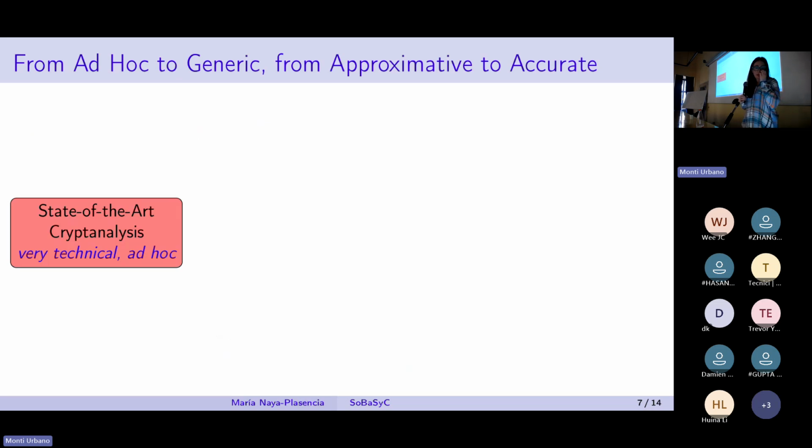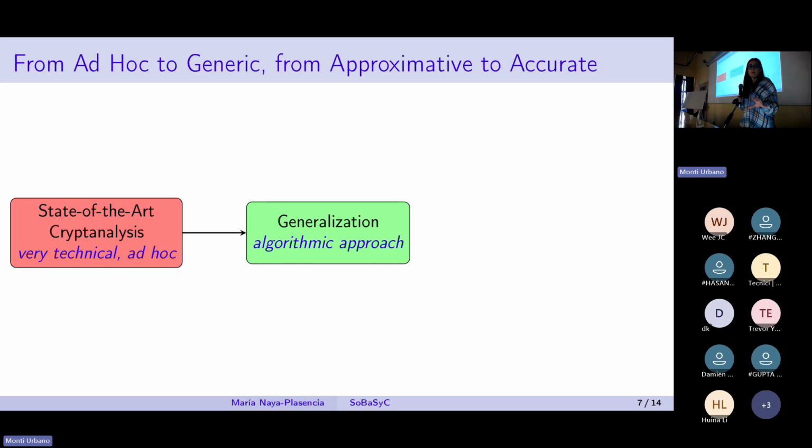Okay, so now I will try to explain the general, very simple thing I think we should do. For reaching this generalization, we will go from ad hoc attacks to generic ones, and from approximative complexities to more accurate ones. So we'll start with the actual state-of-the-art cryptanalysis situation that is very technical and ad hoc, most of it. And we will try to perform a generalization of this using an algorithmic approach that I will detail a bit more later. And this approach can be constantly improved with new optimizations and new ideas that we can find and that we can try to apply.